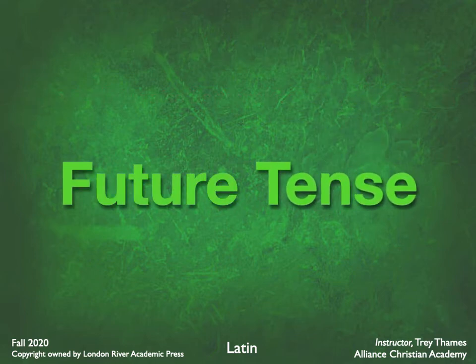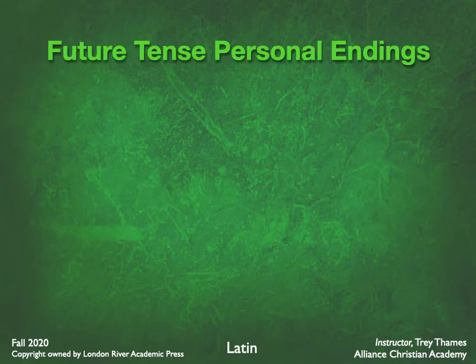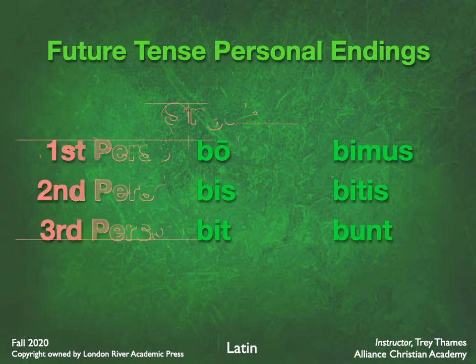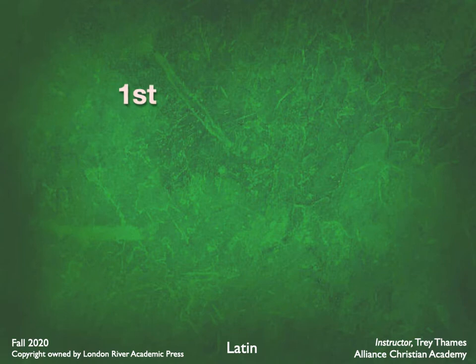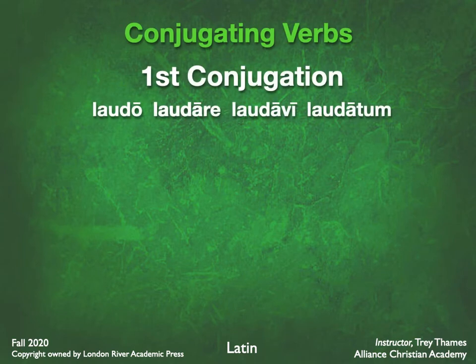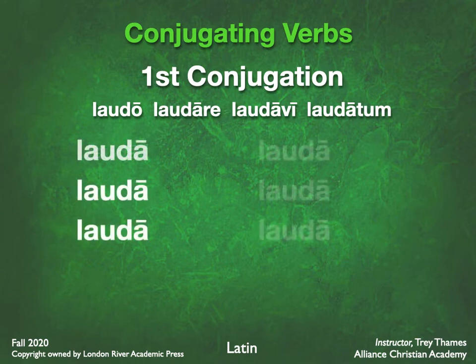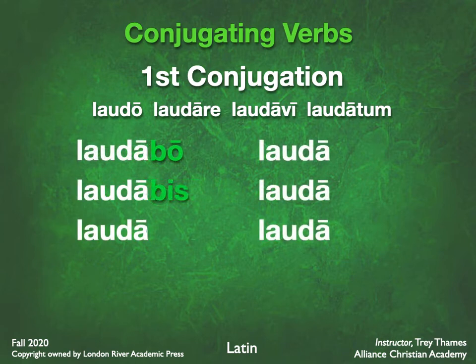Again, this is a review for you. For future tense, here are your endings: bo, bis, bit, bimus, bitis, bunt. You should know these by now. You add these to your same stem. So again, the example of laudo, laudare, you add lauda to the stem: bo, bis, bit, bimus, bitis, bunt. So you end up with laudabo, laudabis, laudabit, laudabimus, laudabitis, and laudabunt.